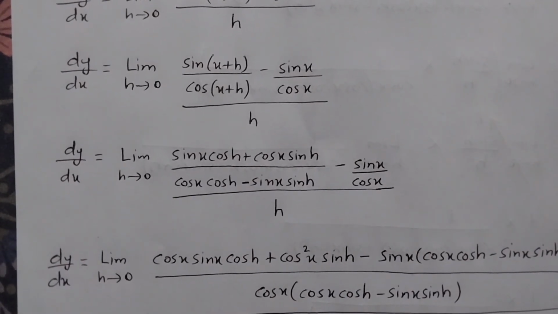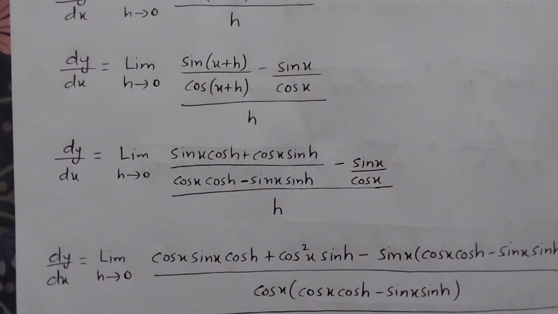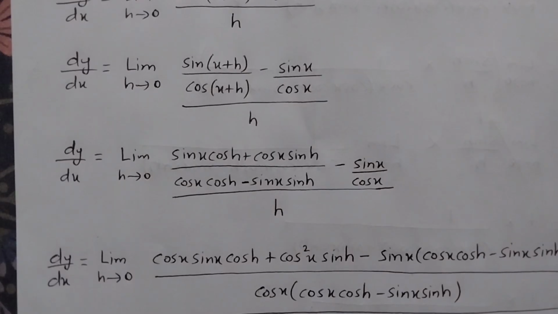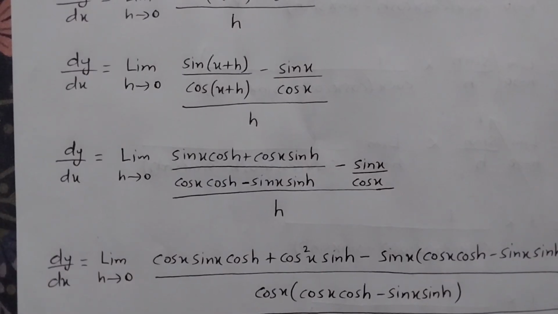For sine of x plus h, meaning sine of alpha plus beta, we have a formula for that. Cos of alpha plus beta, we also have a formula for that. So sine of alpha plus beta is simply sine alpha cos beta plus cos alpha sine beta. Here alpha is x and beta is h. So this will be sine x cos h plus cos x sine h, over cos of alpha plus beta, which is cos alpha cos beta minus sine alpha sine beta. So we'll just replace alpha and beta with x and h. Minus sine x over cos x will remain the same, over h.